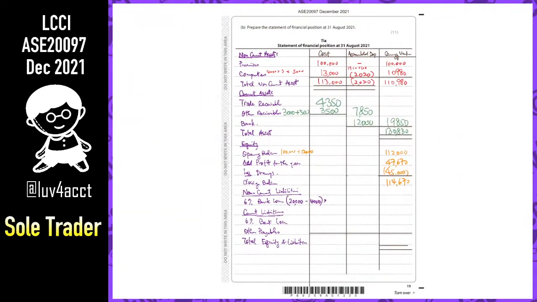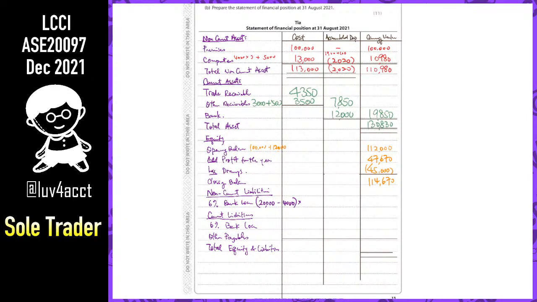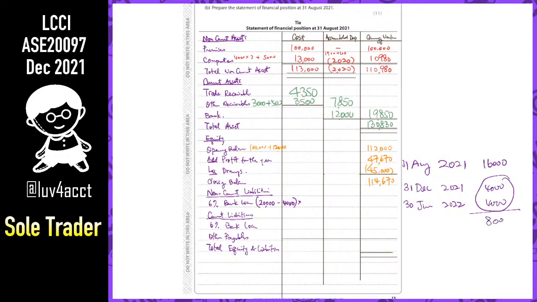Let us see. We have the year end being August 31st. Okay, and then we have 16,000, and then next you will pay on 31st December year 2021, and you will also pay on the 30th of June year 2022. Okay, 4,000 and 4,000 here you will pay in the next year. So non-current, only 8,000 left.